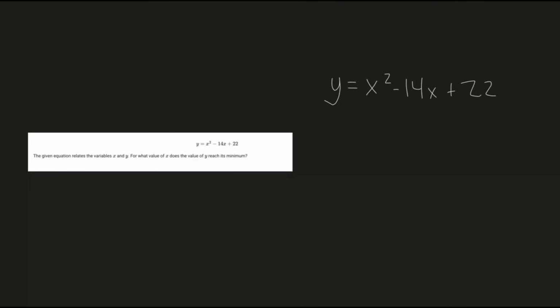The given equation relates the variables x and y. For what value of x does the value of y reach a minimum? So here, first off, this is a quadratic equation, right? And it wants us to find the value of x when y reaches its minimum. We can see that the coefficient in front of x squared is positive, and therefore it's going to open up that parabola. And so it makes sense that we're looking for the minimum, because the minimum here is going to be that vertex, right?